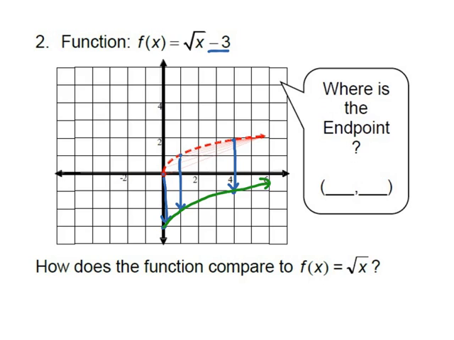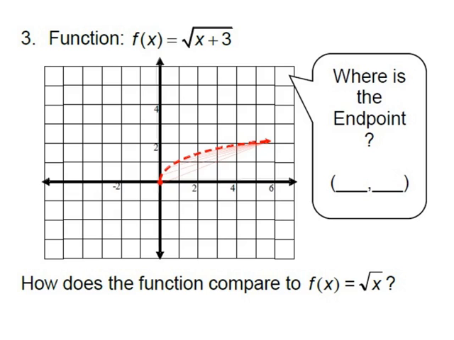So again, down at the bottom, how does this function compare to the parent function? Well, we translated it down 3 units. And again, notice our endpoint, this point over here, is now at the ordered pair (0, -3).